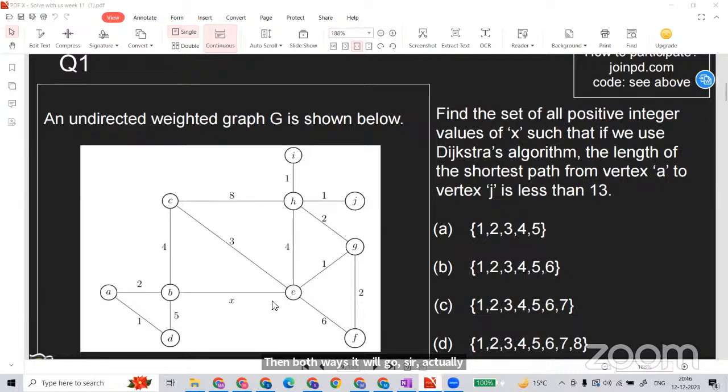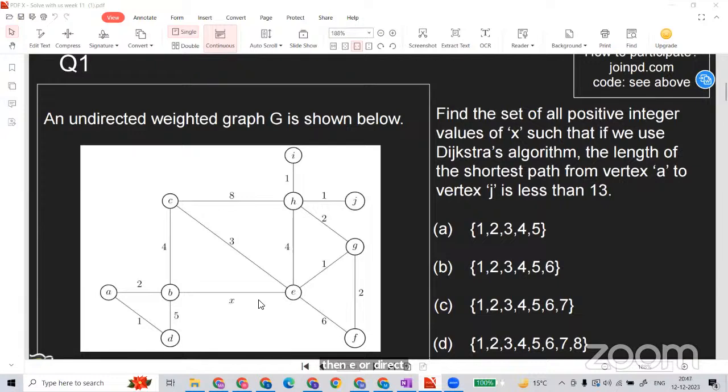Yes. Both ways the fire will go. So for lesser than that, up to 6 it will go, but for 7 it can go with B, C and then E, or direct. Yes, sir. So okay, they have given less than 13.